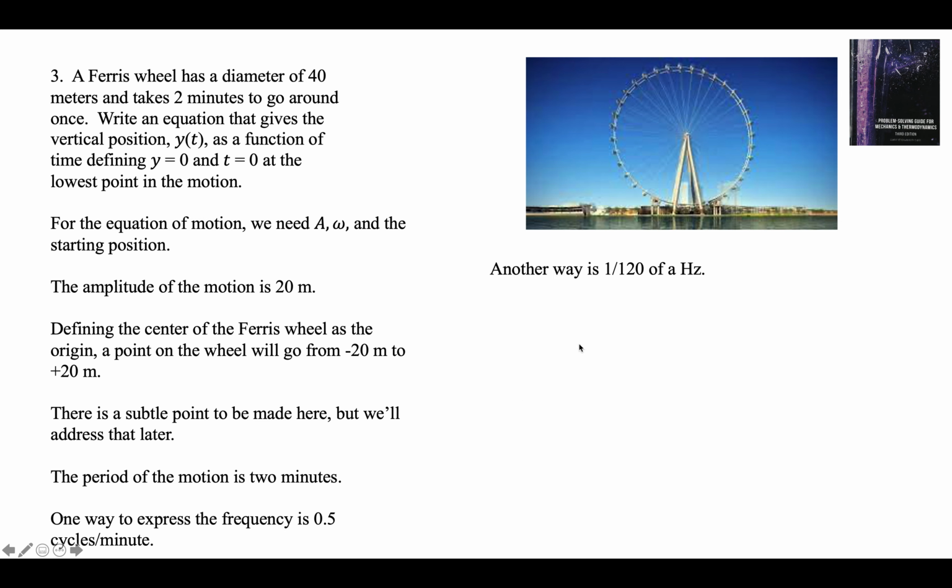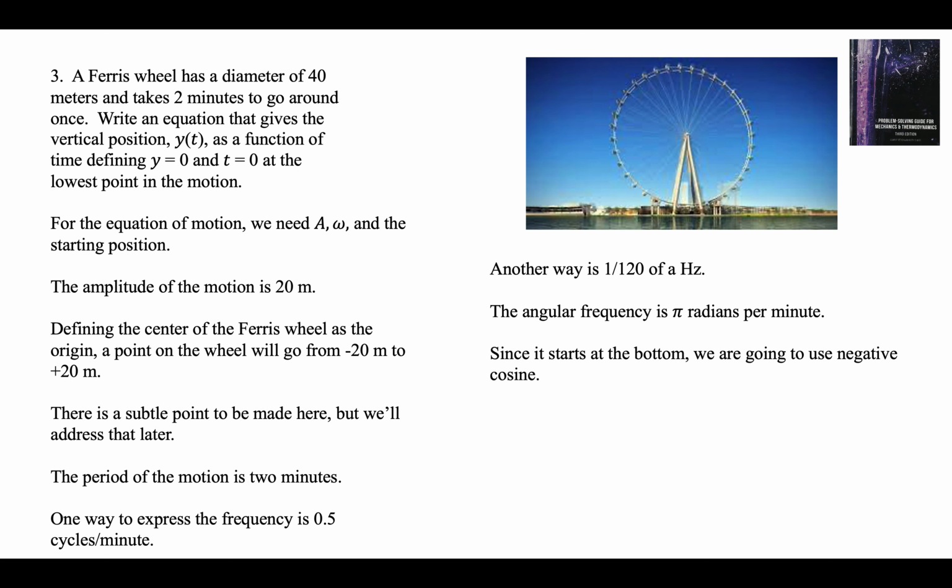If you want to do it in hertz, the period is 120 seconds, right? 2 minutes. It takes 2 minutes to go around, 120 seconds to go around. It goes 1/120th of the way around in a second. Frequency is 1/120 of a hertz. The angular frequency is pi radians per minute. You can divide that by 60 if you want to get radians per second.